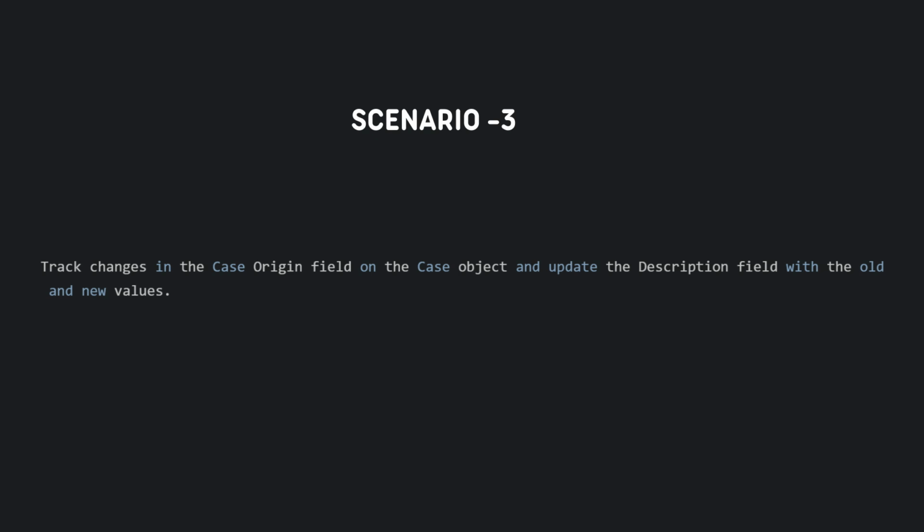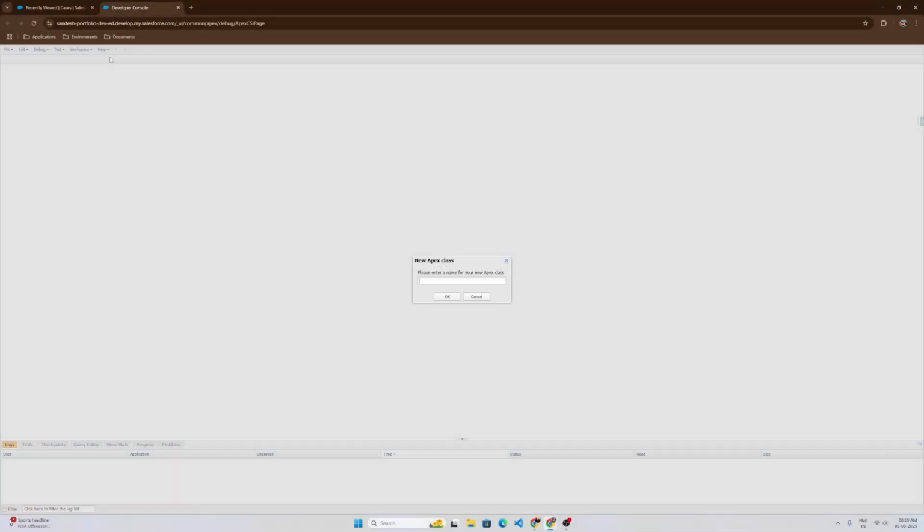Scenario 3. Track changes in the case origin field on the case object and update the description field with the old and new values. You can pause the video here and try this scenario by yourselves. Now let's look into implementation steps.